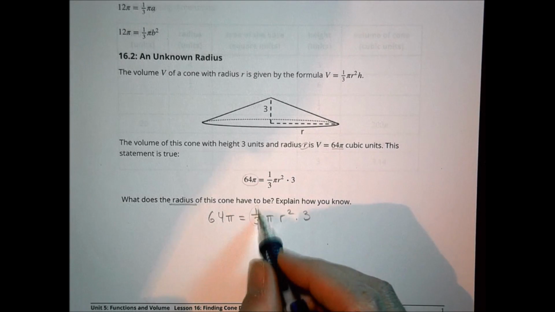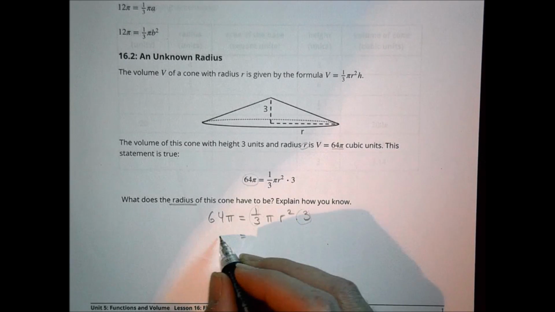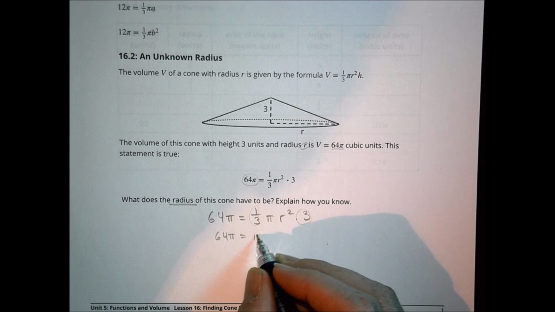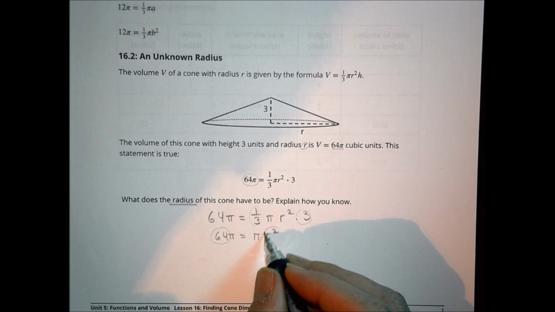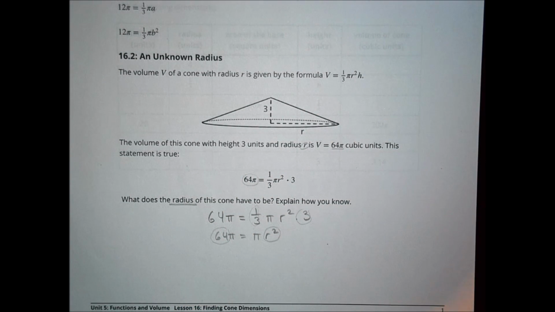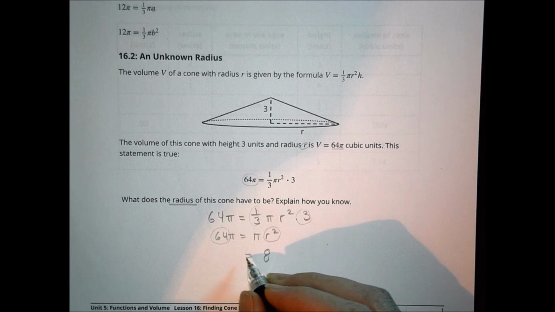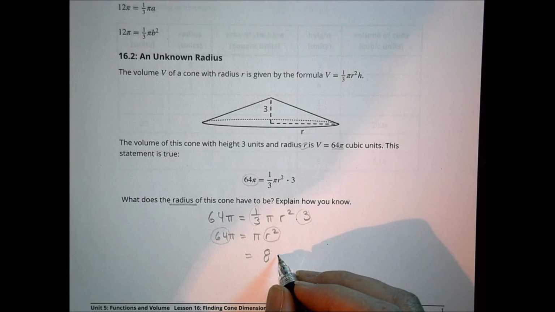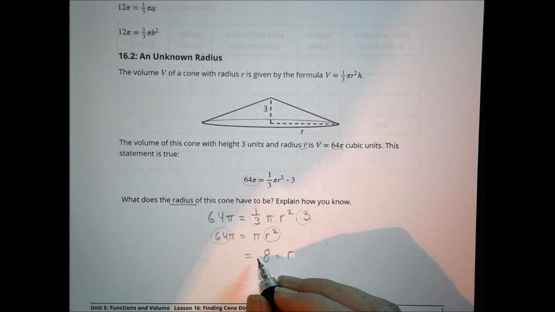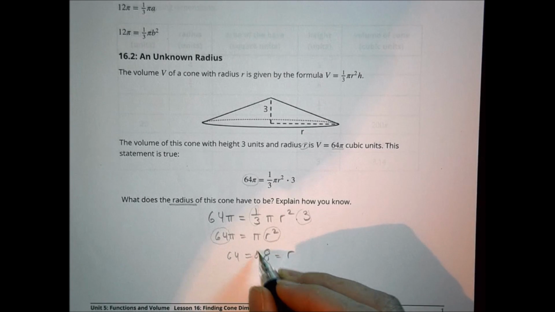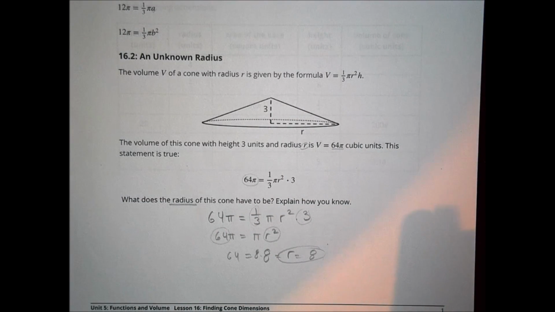Now in this case, 1/3 times 3 actually equals 1, doesn't it? So what I really have now is 64 pi equals pi times the radius squared. So I need to think to myself, what number squared can get me to 64? And in my case here, I recognize that 8 squared equals 64. So 8 is going to be the value of my radius. Okay? Because 8 times 8 is 64. So my radius is going to be 8. Alright. Same idea as we did with the cylinder.